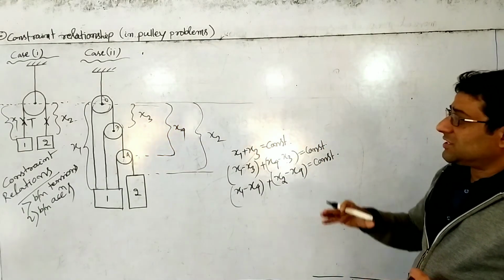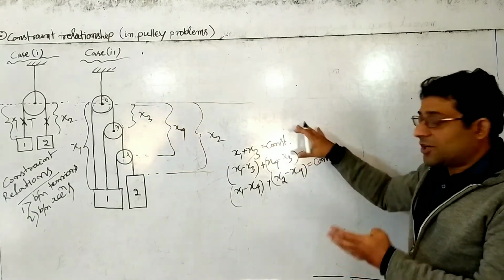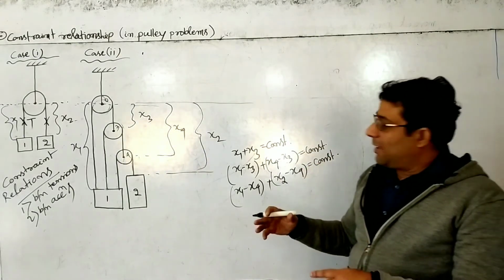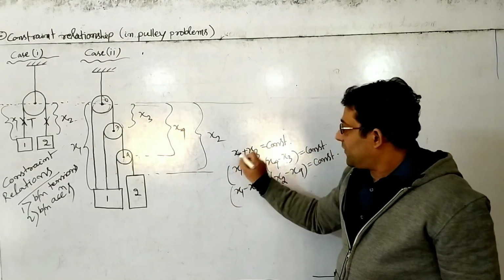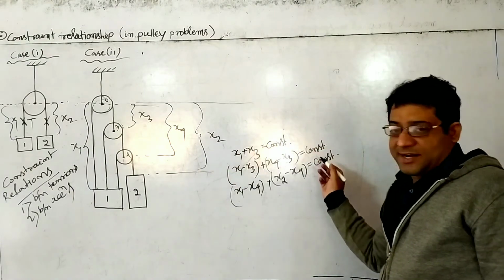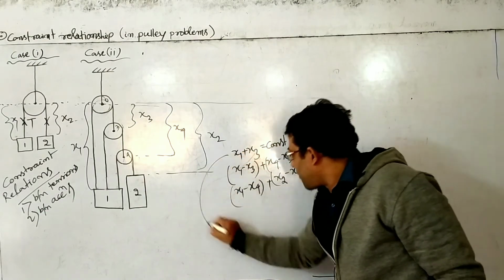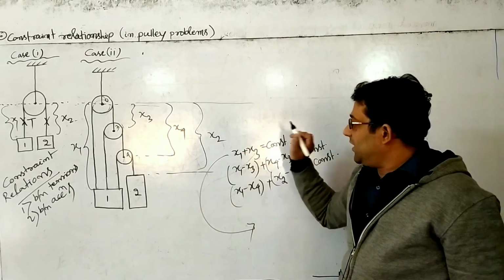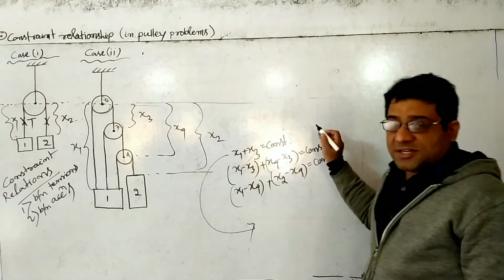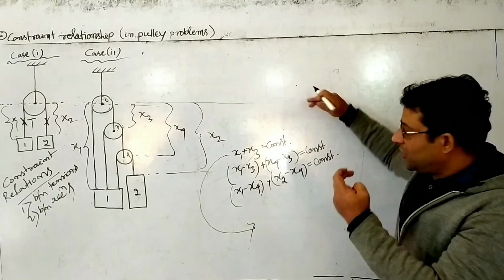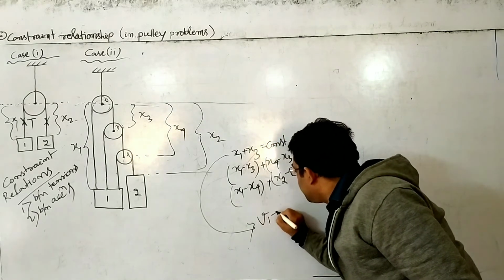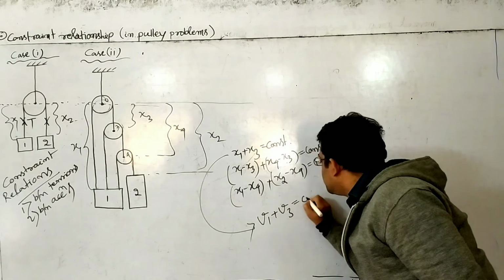Now, from the logic that the length of the string is not changing, we got these three equations. Now, we will apply the same logic, differentiate both LHS and RHS with respect to time. Now, from here, dx1 by dt plus dx3 by dt is equal to, differentiation of a constant is 0. So, what I can write? V1 plus V3 is equal to 0.